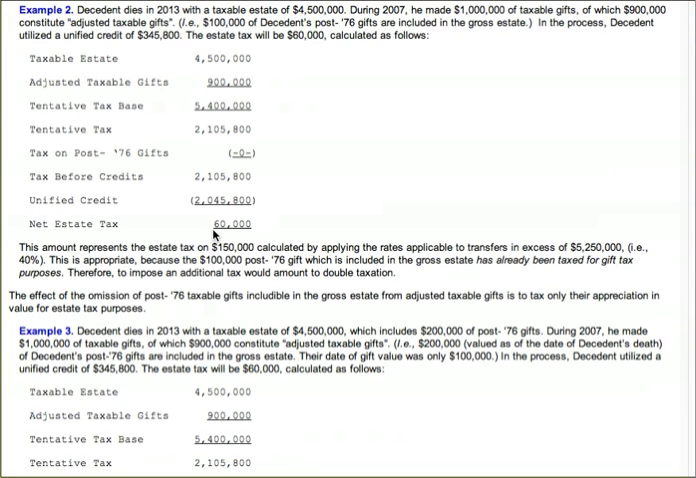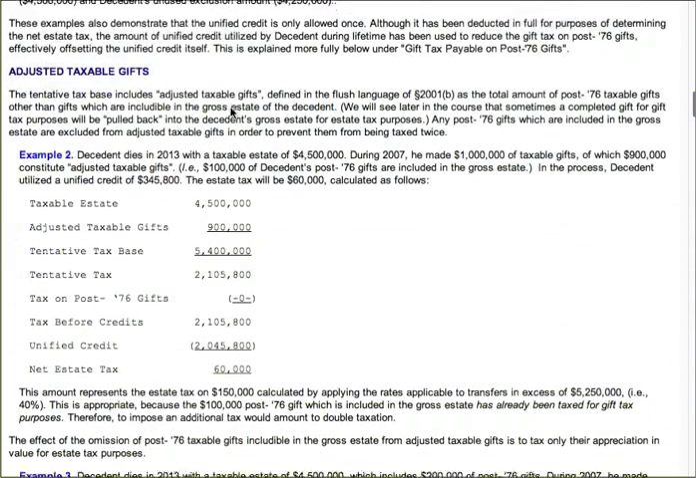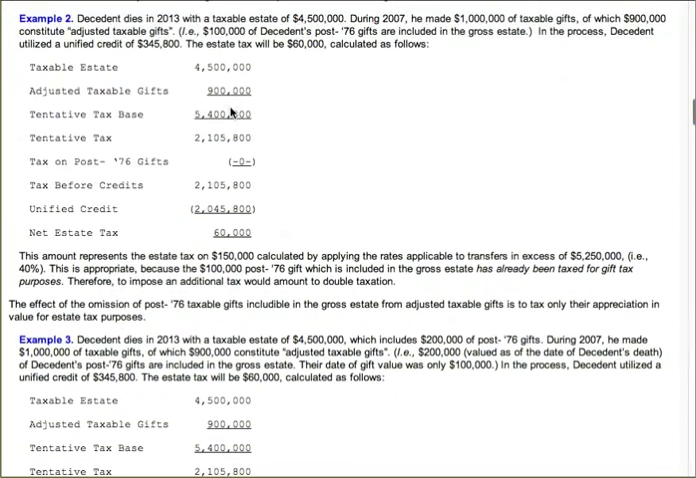In example 2, the facts are going to change a little. In this situation, the taxable estate is the same, but the adjusted taxable gifts are only $900,000, versus the $1 million that we were using in the previous examples. Why is that number different? In this particular example, we talked about this before, there was $100,000 that was pulled back into the decedent's gross estate. And remember, that means this $4,500,000 includes $100,000 of the $1 million adjusted taxable gifts that were given in the year 2007 but were pulled back into the gross estate.